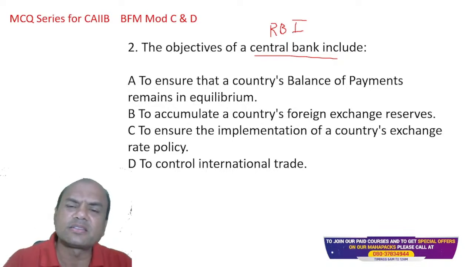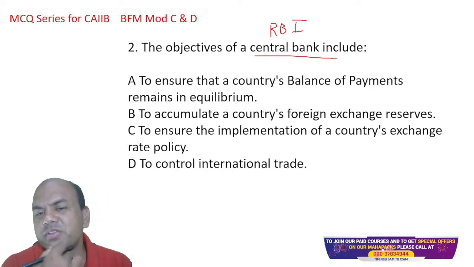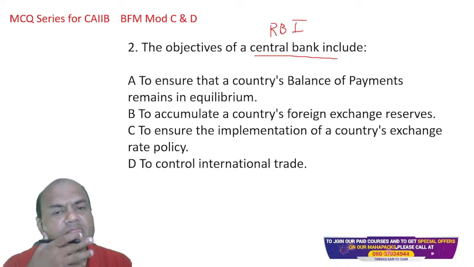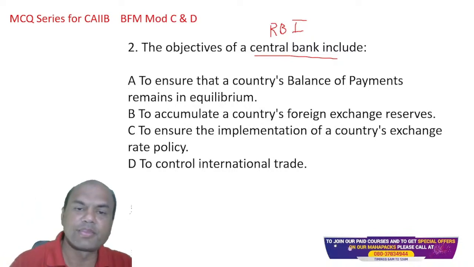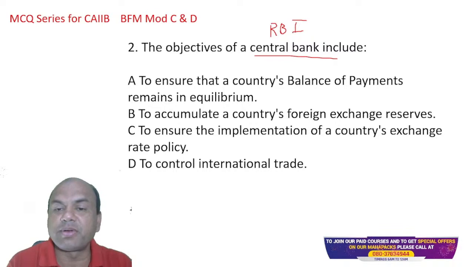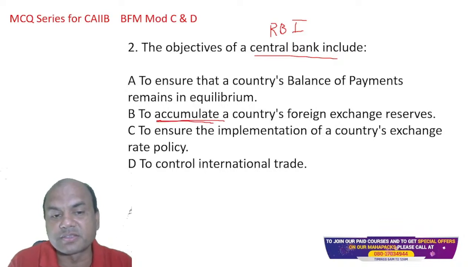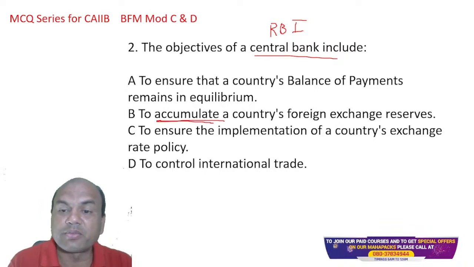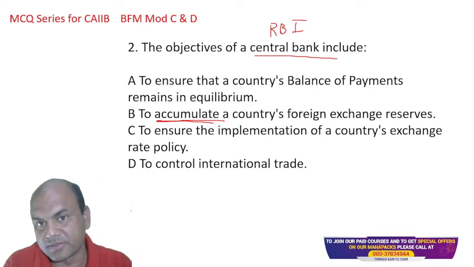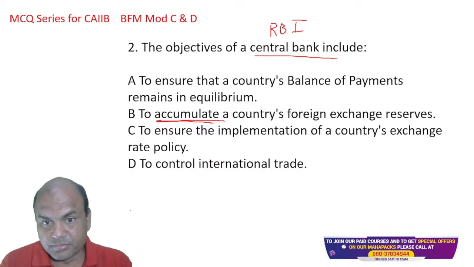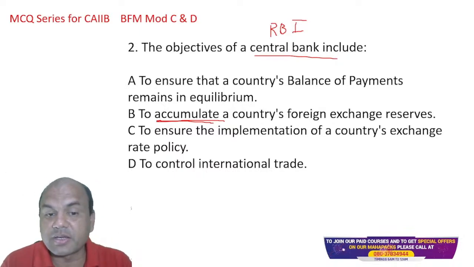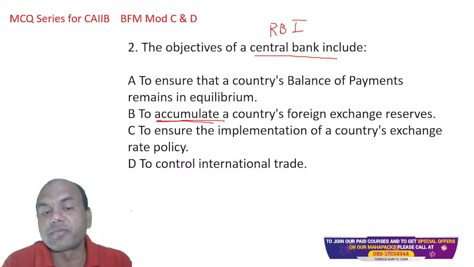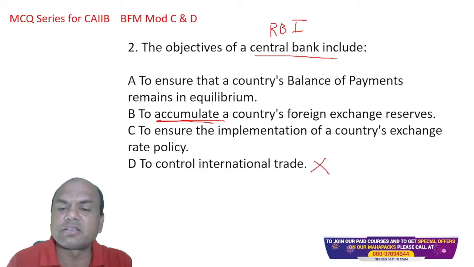What should be the answer? RBI's main role is what? Ensure the country's balance of payments is in equilibrium. Accumulate foreign exchange reserves. Accumulate means go on accumulating the dollars. To ensure implementation of the country's exchange rate policy, and to control international trade. Here, nobody can control international trade. That's out.